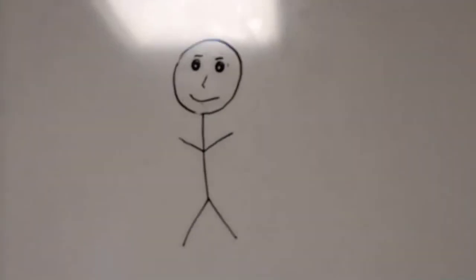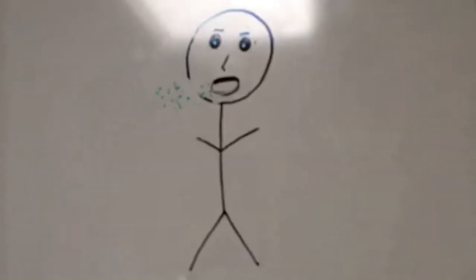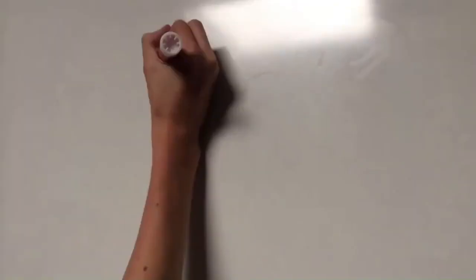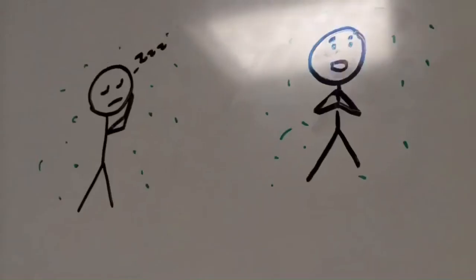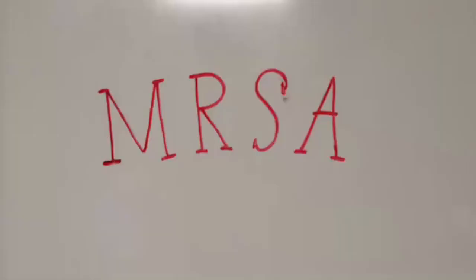Tuberculosis is another infectious disease. It is airborne and spreads when someone who has it coughs, sneezes, or even speaks. Symptoms of tuberculosis depend on the area infected, but some examples are fatigue, chest pain, fever, and a bad cough.